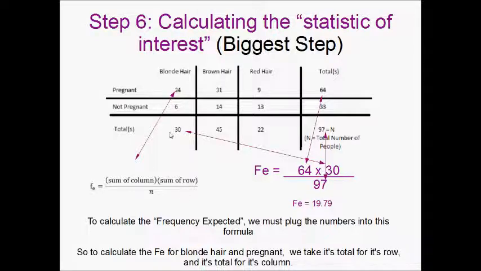So say we need to do this for each cell: the blonde hair pregnant, brown hair pregnant, red hair pregnant, blonde hair not pregnant, brown hair not pregnant, and red hair not pregnant. We need to do that for all 6 of these cells. So for blonde hair, we need to take its row total, which is 64, multiplied by its column total, which is 30, divided by the n, which is 97, which gives us a frequency expected of 19.79.